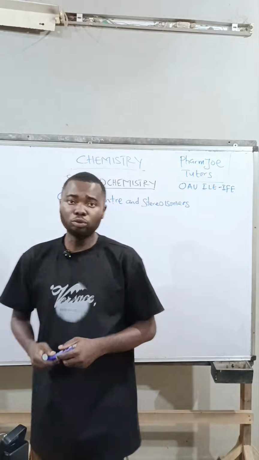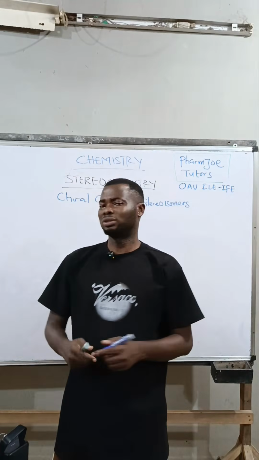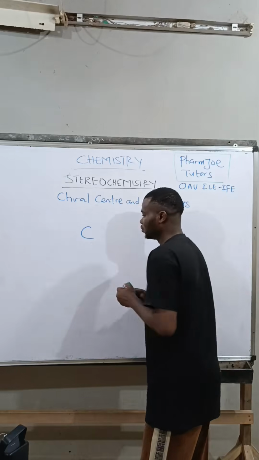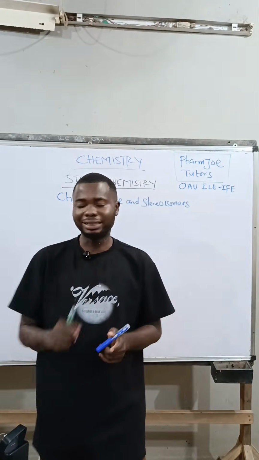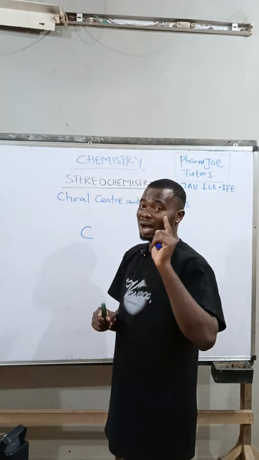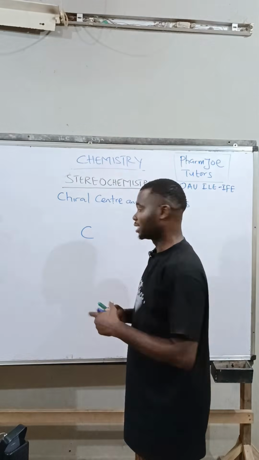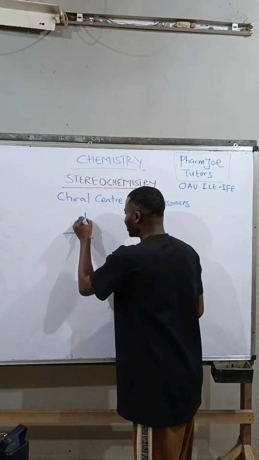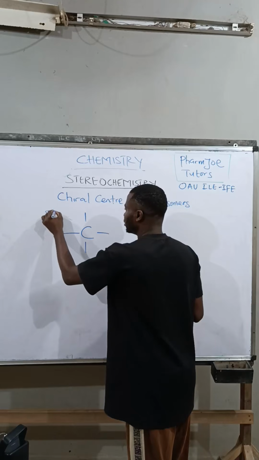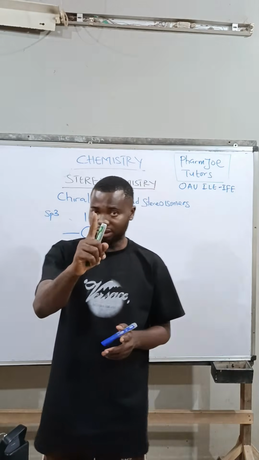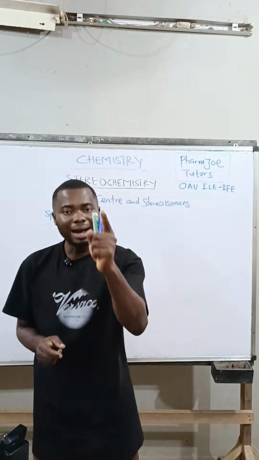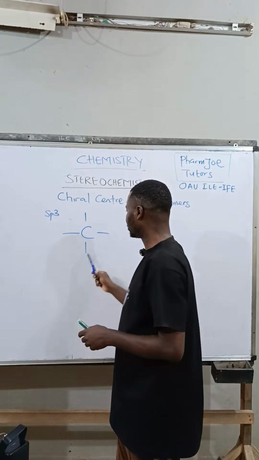Firstly, if you are told to look for your chiral center, you pay attention to the carbon of the organic compound. Now, the first rule is that if your carbon is going to be a stereogenic center or chiral center, it must be an sp3 carbon, meaning that the carbon has 4 bonds around it. The carbon must be sp3.